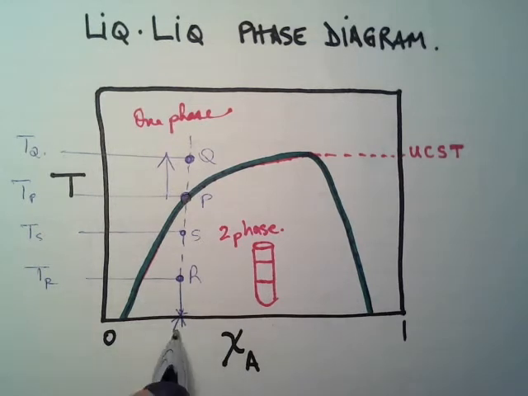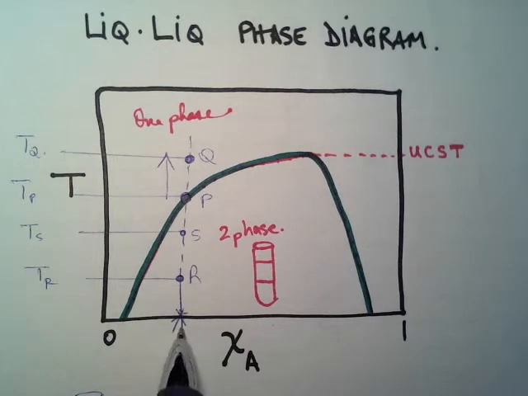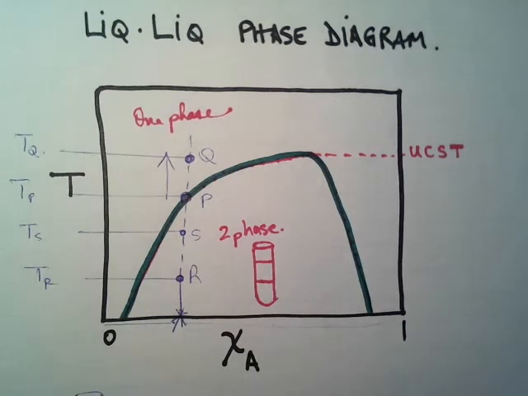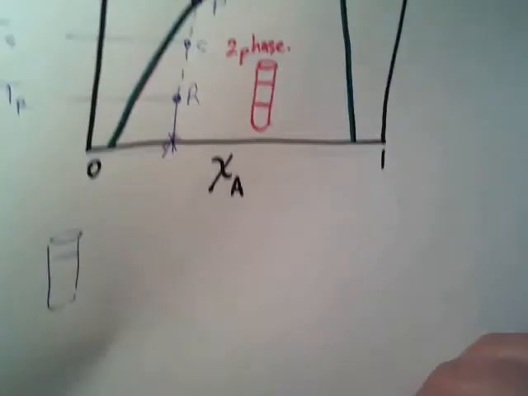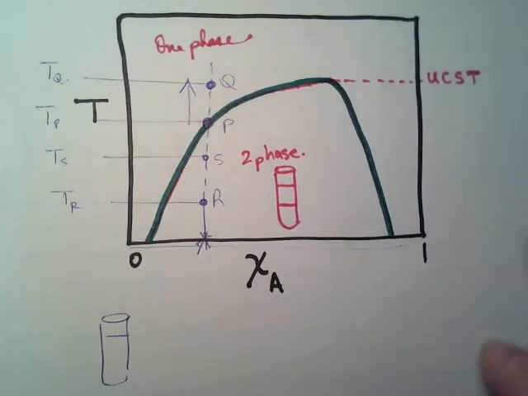I have in a test tube initially at a temperature R, I've mixed this much ratio of A and the rest of B together. Are they miscible? Remember, you want to be using very precise vocabulary here. Sorry, I didn't realize you couldn't see that. There we are. Precise vocabulary. So it is an immiscible solution at temperature TR.